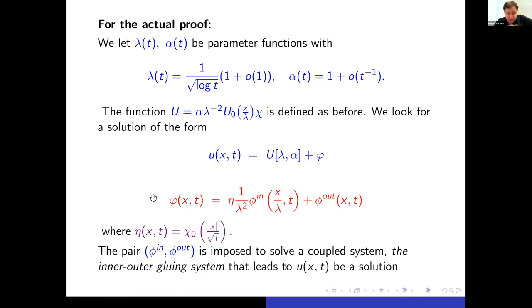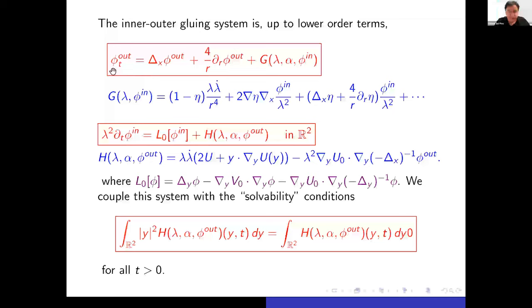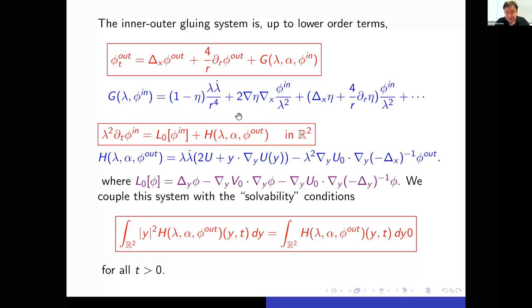If you use these conventions and then we impose that these corrections, phi inner and phi outer, satisfy a certain coupled system, what we call the inner-outer gluing system, that leads us to an elliptic system, in which, if you take into account the local form that the linearized operator L_U assumes, then what you see, first of all, is that in the radial functions this linearized operator looks like a six-dimensional Laplacian. I mean, it's the Laplacian plus this term, so you can think of it as a 6D Laplacian, but it's a two-dimensional operator. Let's keep that in mind. And then if I impose that phi outer and phi inner satisfy this system, then I will have a solution of the initial problem.